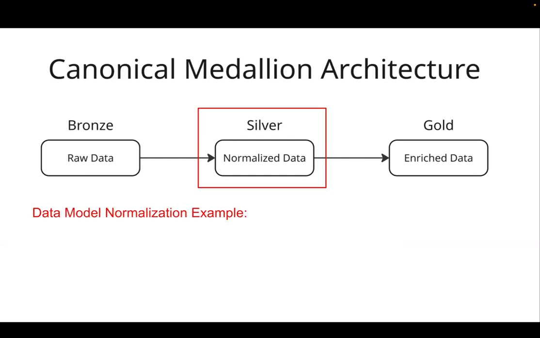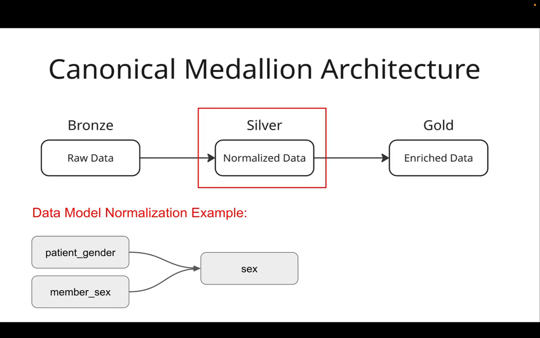Here's a simple data model normalization example. Let's say we've got two data sources coming in, and in one data source, the field for the biological gender or sex of the patient is called patient_gender. In the other data source, that same piece of information is called member_sex. We'll normalize both those fields into a common field in a common table, and we'll call that field sex. We'll do that mapping to normalize the data model.